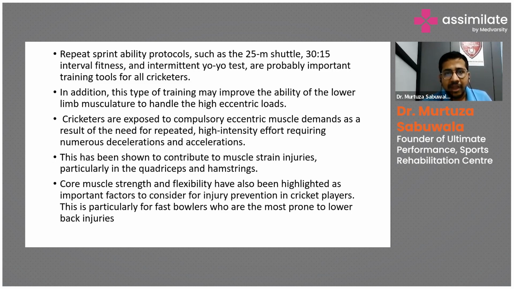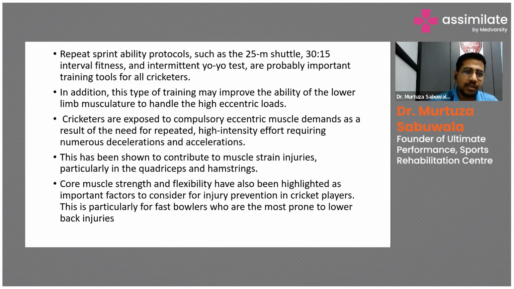Core muscle strength and flexibility have been highlighted as important factors to consider for injury prevention for cricket players. Core muscle is very, very important, as it is the connecting link between your lower body and your upper body. When the bowler is delivering a ball, the entire strength of the lower body is transferred to the upper body via the core. If the core is not strong enough, it will not be able to use the strength and power generated by the lower extremity to deliver the ball at a speed of 140 kilometers per hour. So core strength is very, very important.